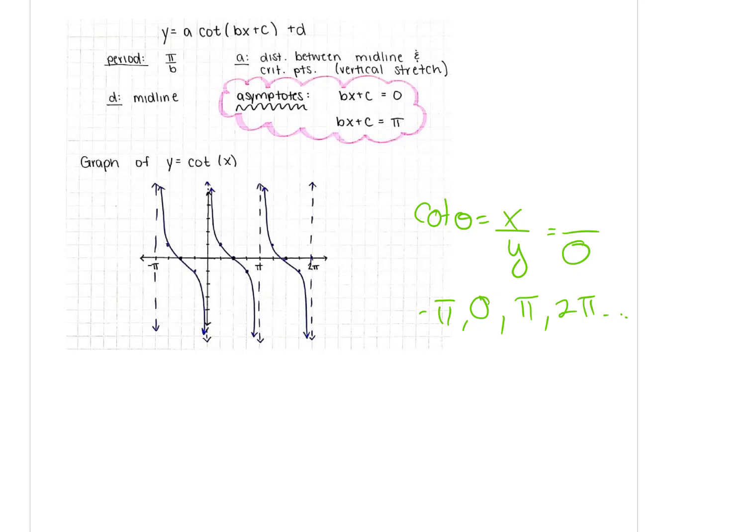To calculate the asymptotes, if there are any transformations, we take that bx plus c and we set it equal to the natural positions of the asymptotes, so 0 and pi. And that's how we can get two asymptotes and then graph from there.